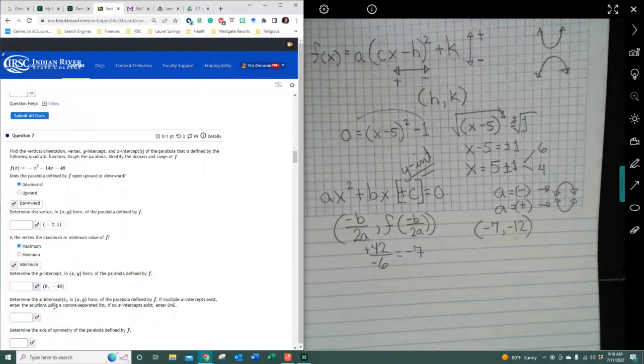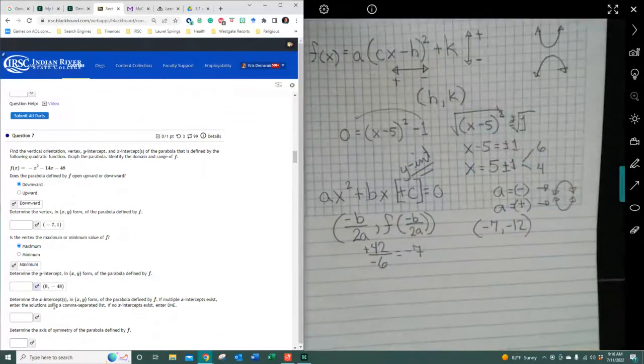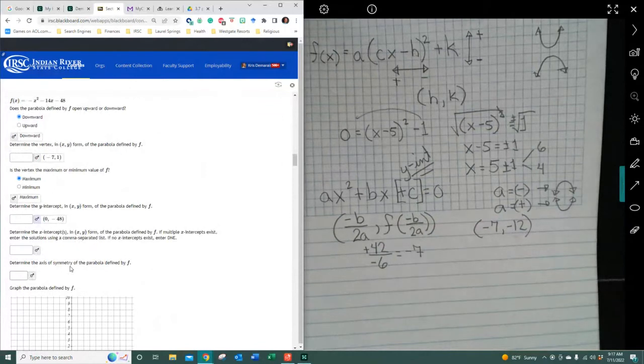All right. Determine the x-intercepts. Again, you use your calculator. Nothing's changing here on how that works. Okay. Determine the axis of symmetry.